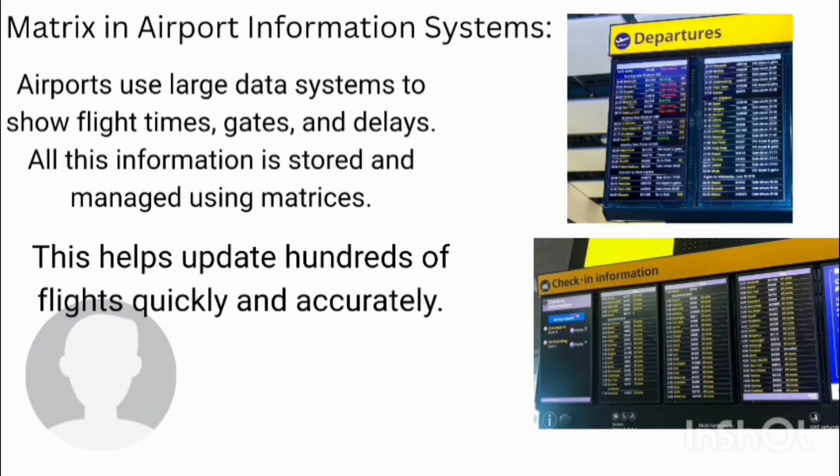Airports use large data systems to show flight times, gates, and delays. All this information is stored and managed using matrices. This helps update hundreds of flights quickly and accurately.